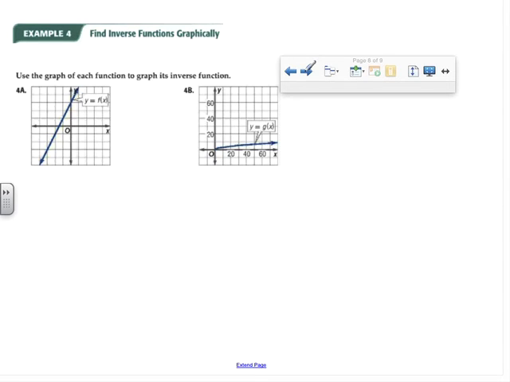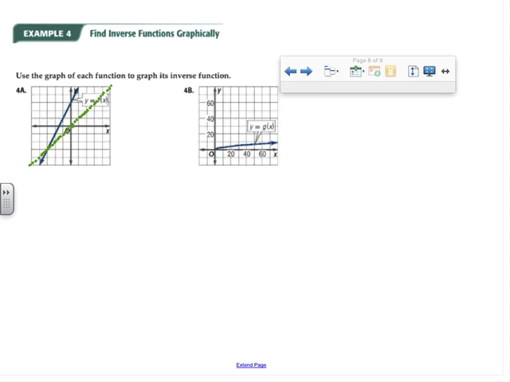Graphically, you may have noticed an interesting relationship about inverse functions. They are reflections of each other over the line y equals x. So think about that equation, y equals x. What have we been doing every time we take the inverse of a function? We switch the x and y with each other. So that should kind of make sense. Here's my line of reflection that I'm drawing in for you. That's the line y equals x.